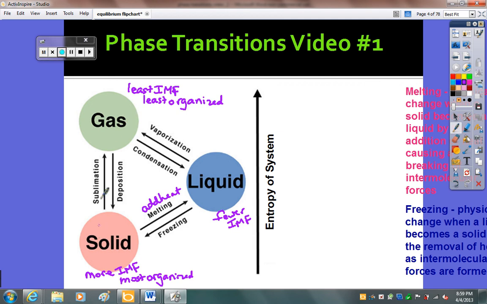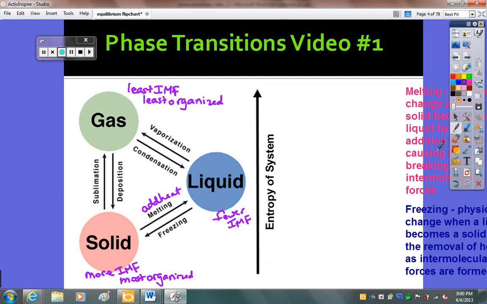Now, 2 names of phase transitions you might not be familiar with: going from a solid to a gas is called sublimation, and going from a gas to a solid is deposition. These 2 phase transitions are not as likely to occur because not only the temperature but the pressure conditions have to be correct.